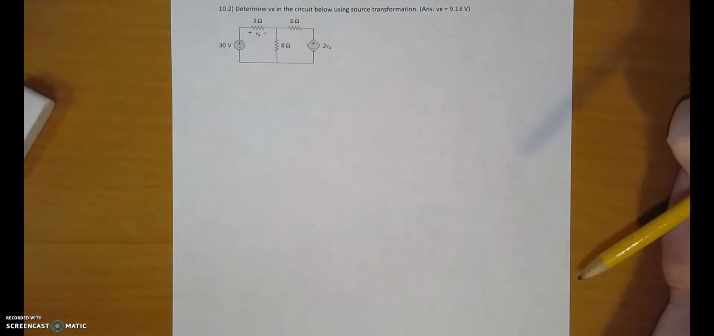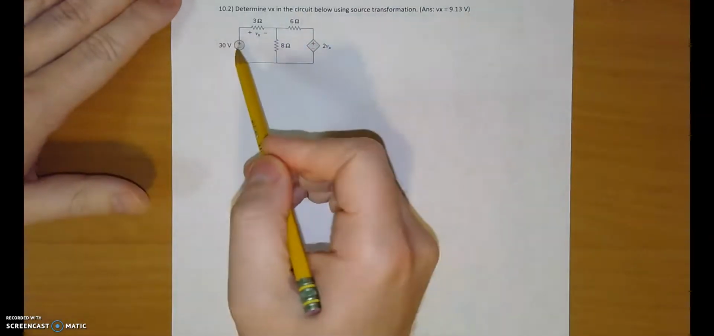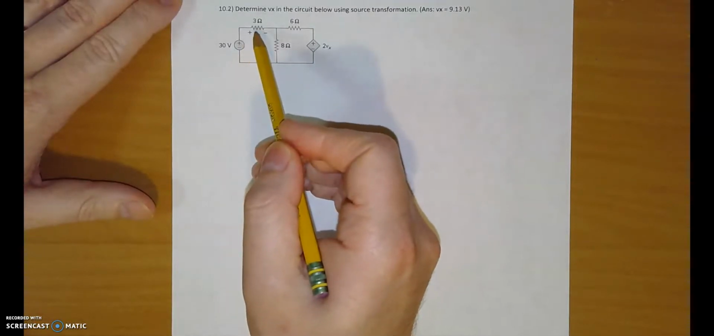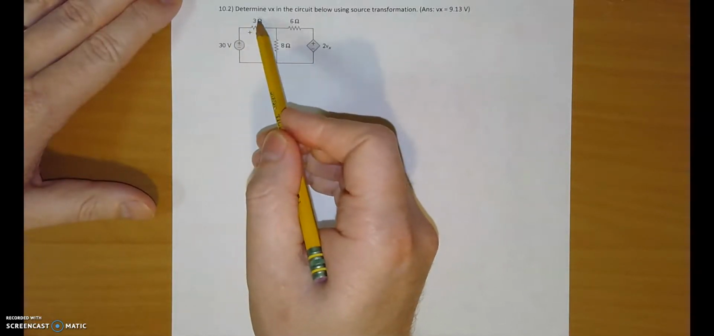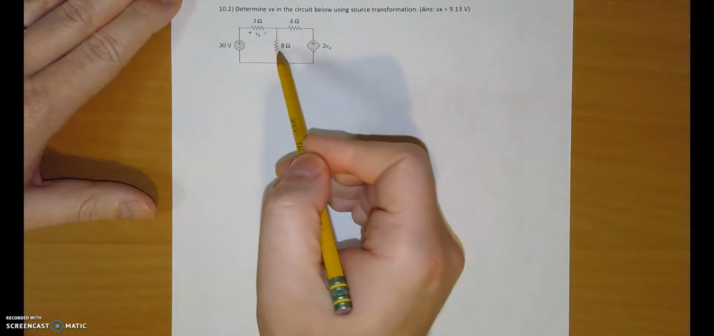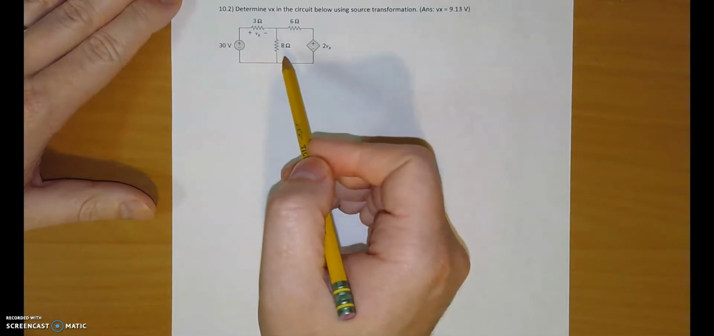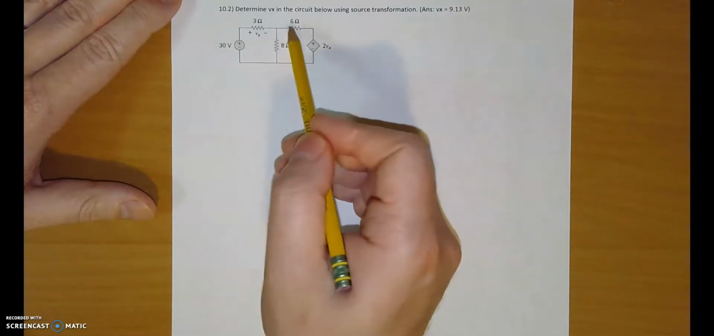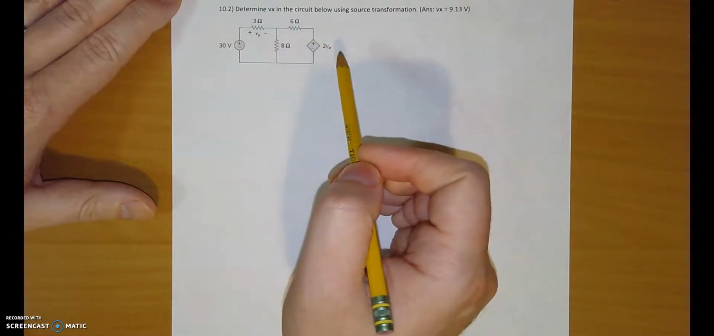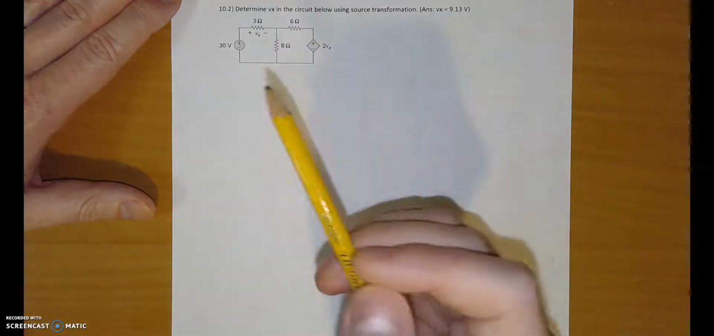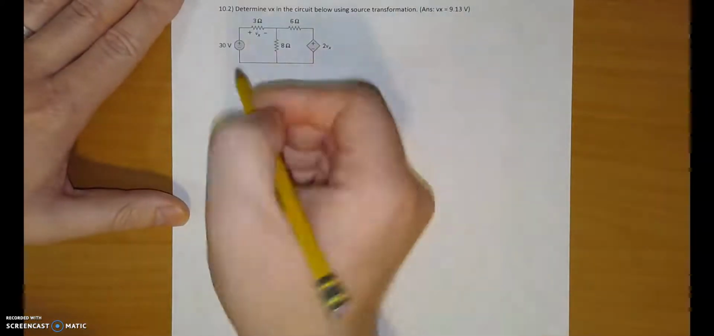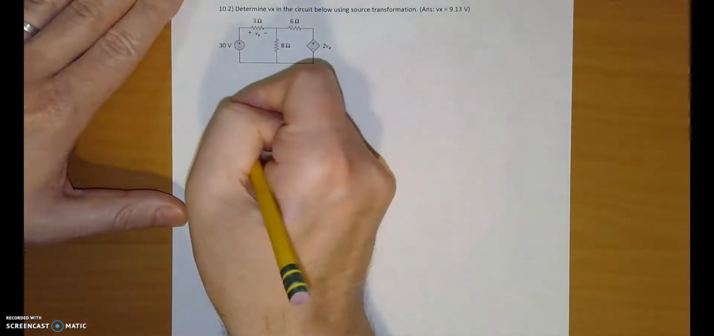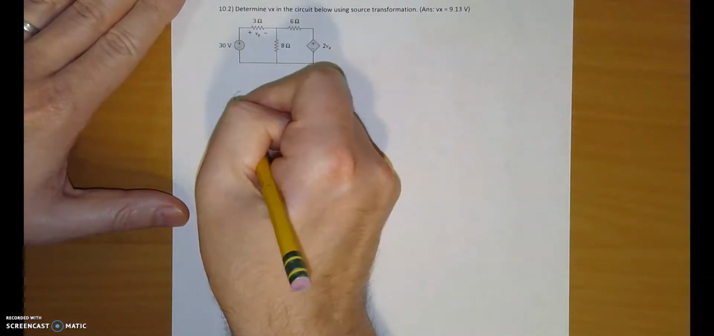So when I say source transformation, you're probably looking over here at this 30 volt and this 3 ohm and saying, oh, I can do a source transformation here, put this 3 ohm in parallel with this 8 ohm and combine them, and then do it again and combine that resistor with the 6 ohm, and you'll get this thing all simplified down. Now that won't work, and I want to show you why. So let's pretend we did that. Just note that this is not the right thing to do.